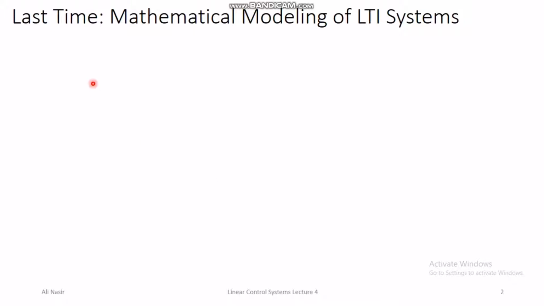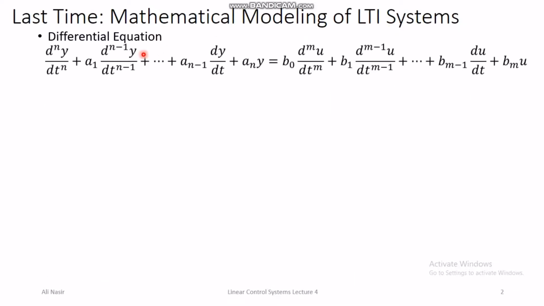In lecture number 3 we discussed the mathematical modeling of linear time invariant systems, which involve differential equations. The generic differential equation model for an LTI system consists of derivatives of the output on the left hand side with constant coefficients a1, a2, up to an. Notice that the coefficient of the highest derivative of the output is 1. That's a standard. On the right hand side you have derivatives of the input with coefficients b0, b1, up to bm, and for causality m is less than or equal to n.